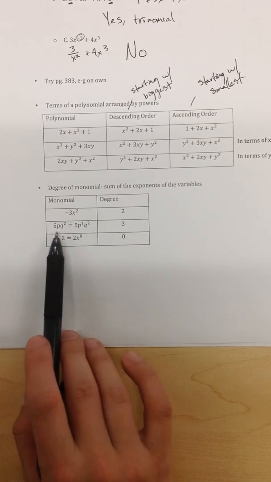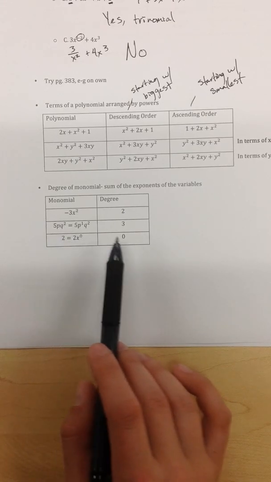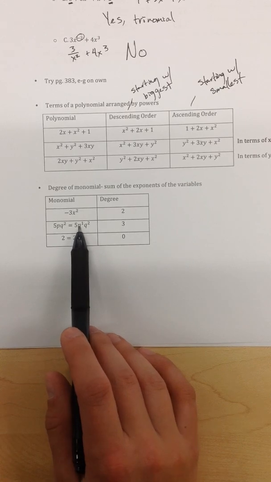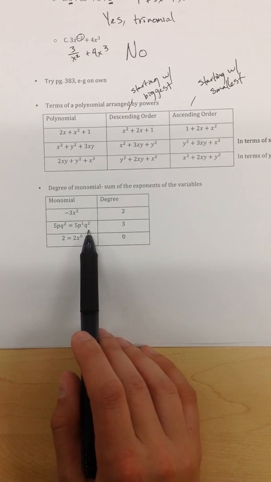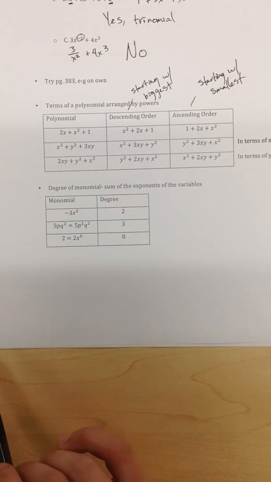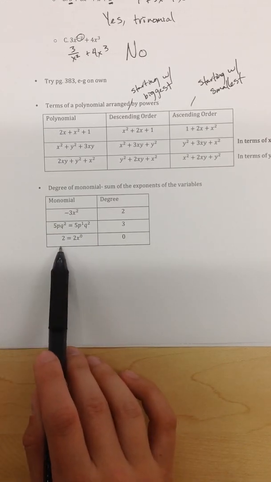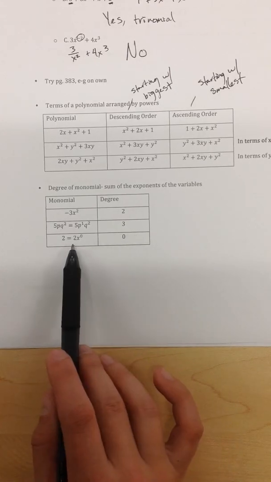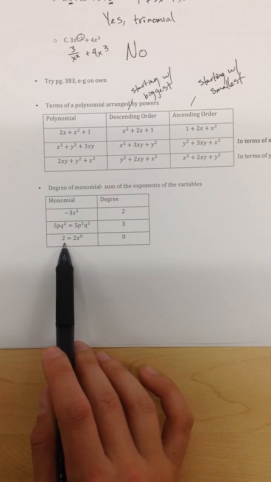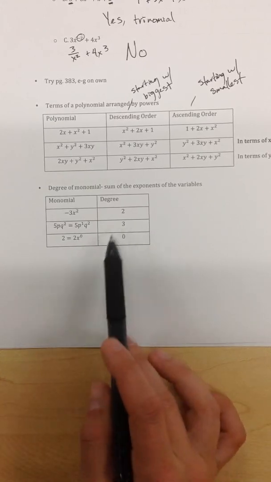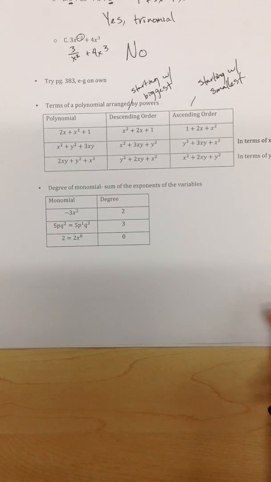For the next one, we've got 5pq squared. Well, we've got two variables there, so the p, since it's just by itself, is to the power of 1. The q is to the power of 2, so we would add the 1 and the 2 together, so our degree of that monomial would be 3. And then if it's just a 2 by itself with no variable there, that's going to have a degree of 0, because if we think about it, not having a variable there would be like x to the power of 0, which is 1. So that degree would be 0 if there's no variable.